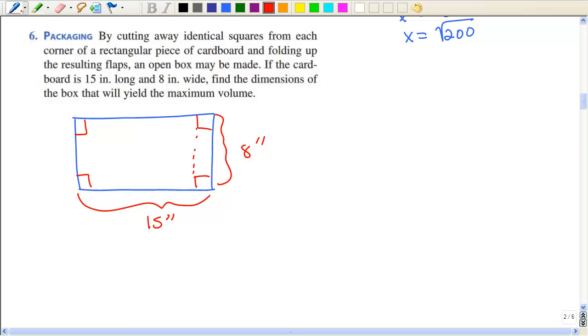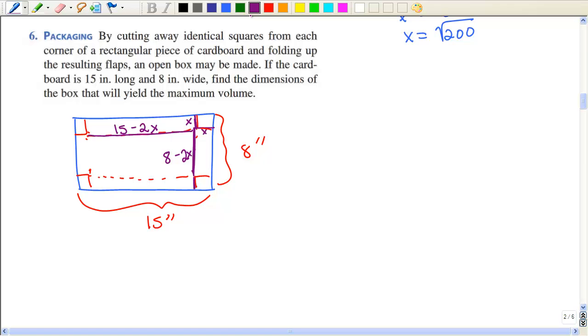Now keep in mind, this is going to be turned up. If you take a gift box or something and try to put it together, you're going to get exactly this idea. So how big, first of all, were these little squares? What did I cut away here? Well, let's call that x and x. They're squares. So this part that's left right here is going to be the original 8 inches minus 2x, because you've got an x on this side and an x on this side. Then the other dimension is going to be the original 15 inches minus the 2x.